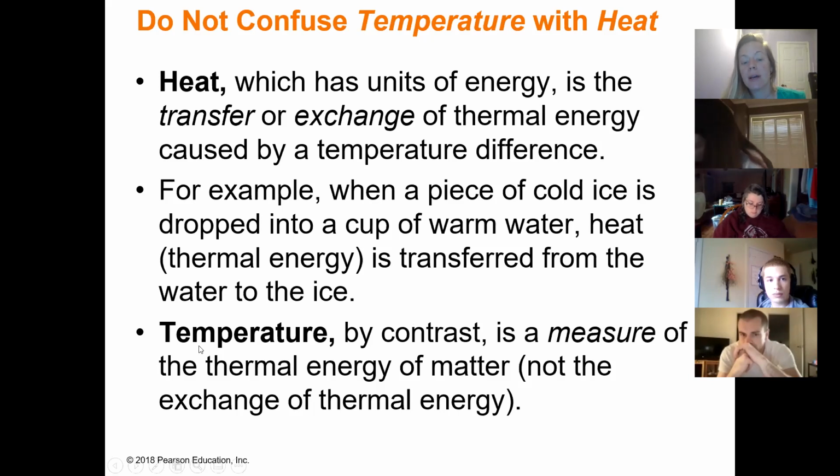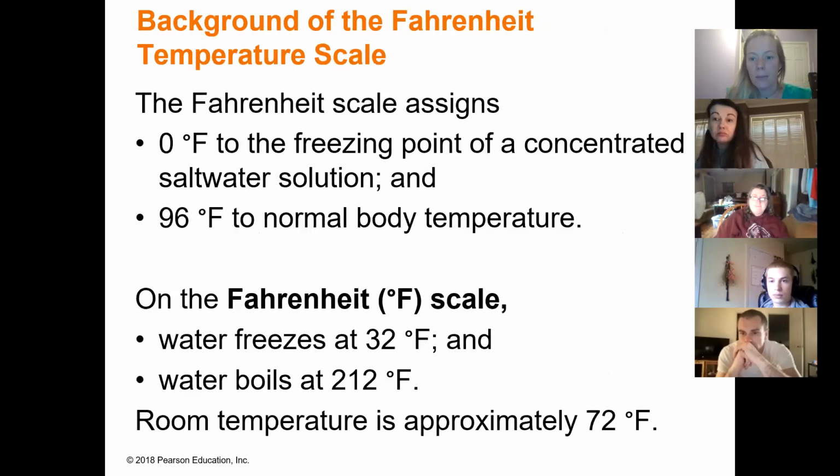Temperature, by contrast, is a measurement of the thermal energy of the matter, not the exchange of that thermal energy. So temperature is more of like a fixed value. It's like this thing has this temperature. Now, heat is dependent on temperature, but temperature is for a fixed object. Heat, on the other hand, is saying, hey, this object is then transferring its heat to another object. So, you know, the pot of boiling water, the temperature is 100 degrees Celsius. You stick your hand in it, and now your hand is burned because heat transferred from the boiling water to your hand. Don't put your hand in boiling water.